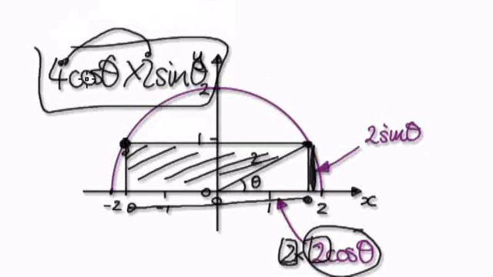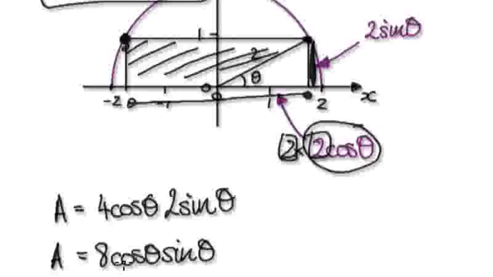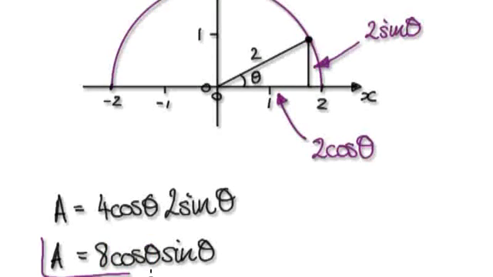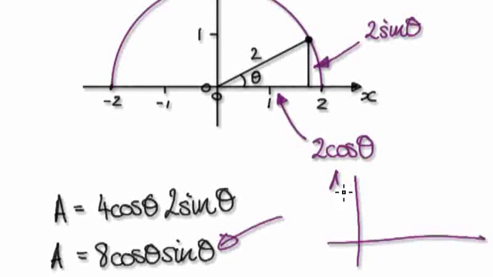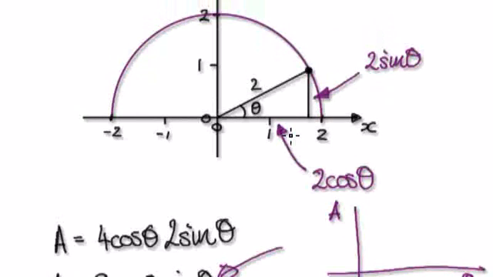Then you can merge these two together. That will give you 8 cos theta sine theta. Well, the area will be given by this. Okay. So now when we get to this stage here, what we in effect have is a graph of area versus theta here. Okay.